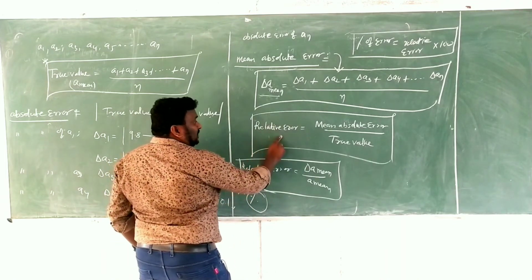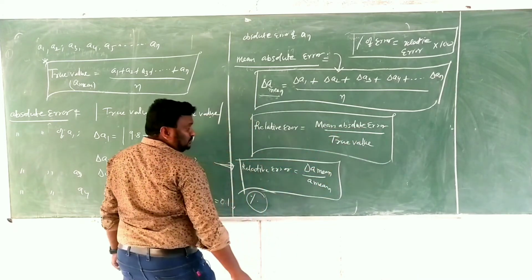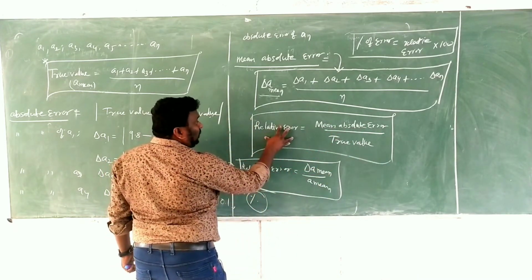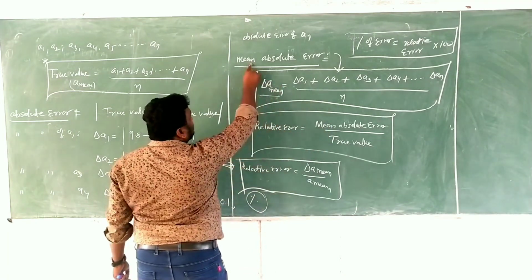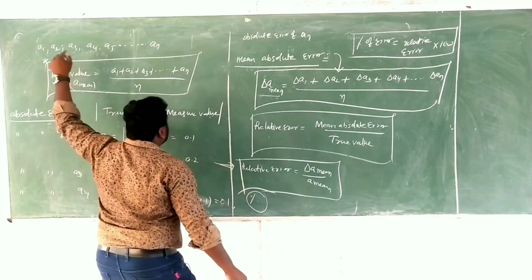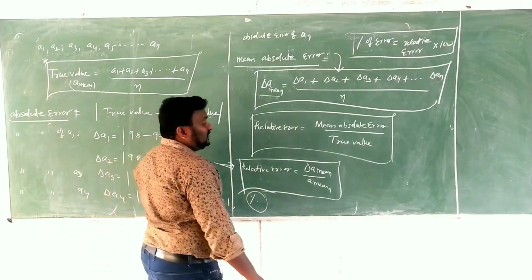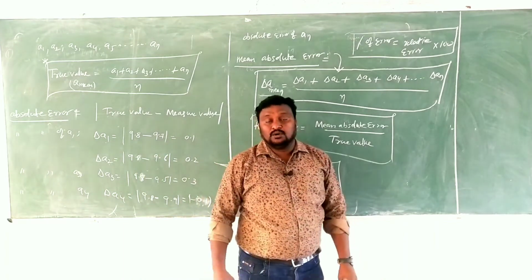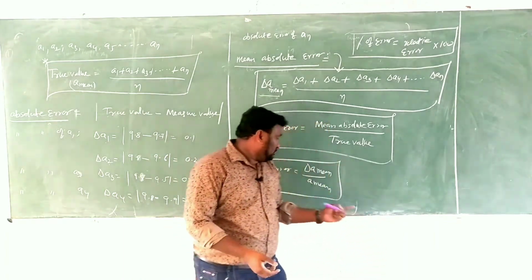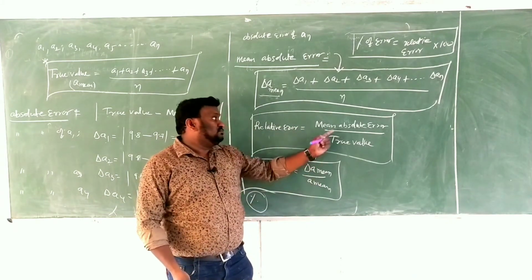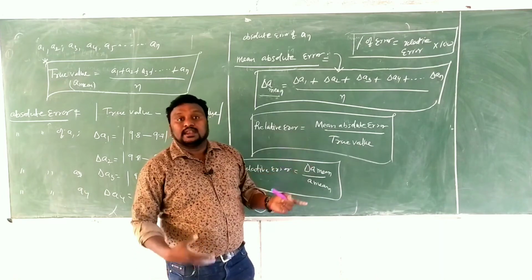Relative error is nothing but the ratio of mean absolute error and true value. That is what we call relative error. In this example, delta A mean should be taken as mean absolute error and A mean should be taken as the true value. The ratio of these two is what we call relative error. Next thing, children, this is very important actually. Delta A mean by A mean, mean absolute error by true value, is what we call relative error.